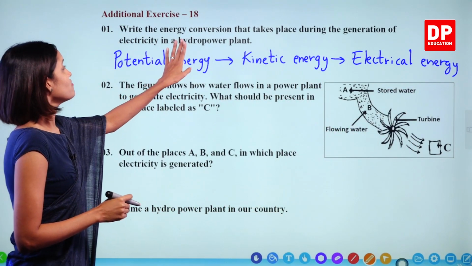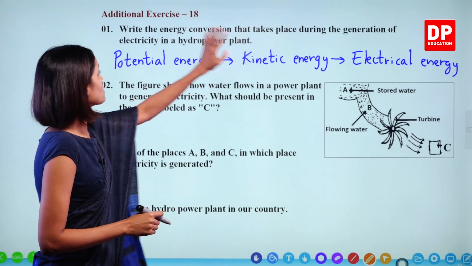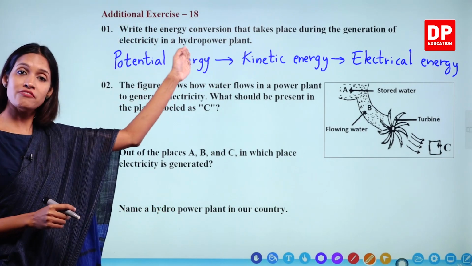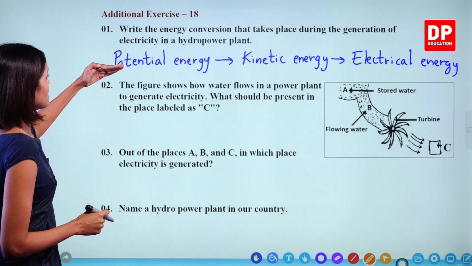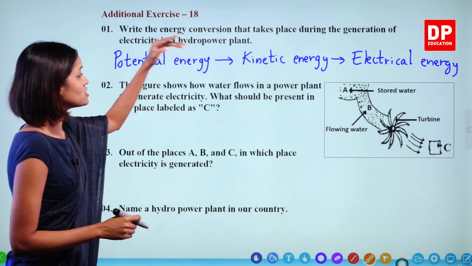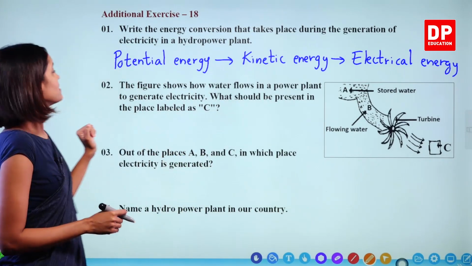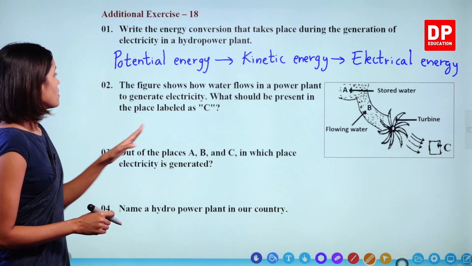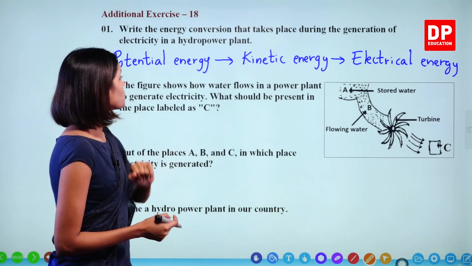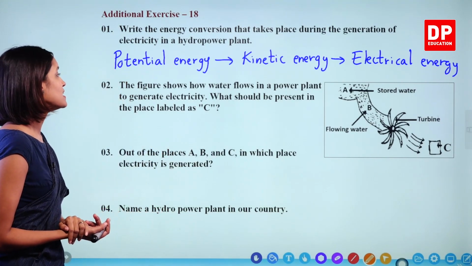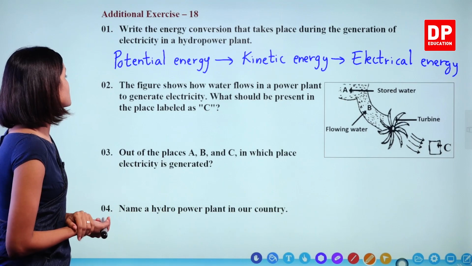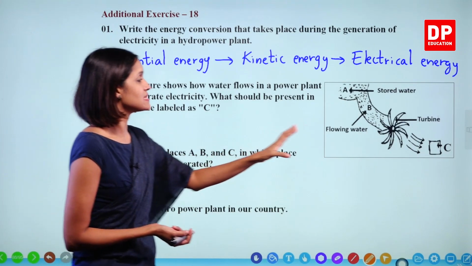So the energy conversion that takes place during the generation of electricity in a hydropower plant is potential energy is converted to kinetic energy. Kinetic energy is converted to electrical energy, right? Number 2. The figure shows how water flows in a power plant to generate electricity. What should be present in the place labeled as C?